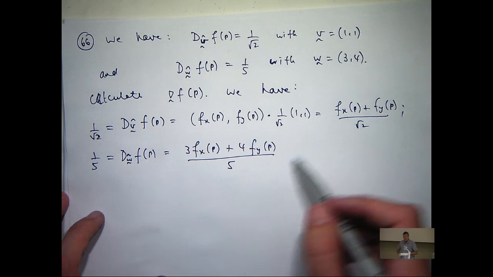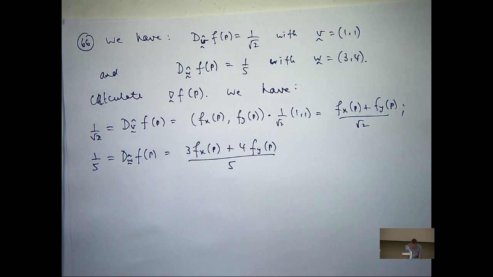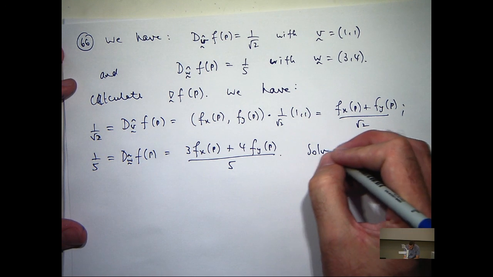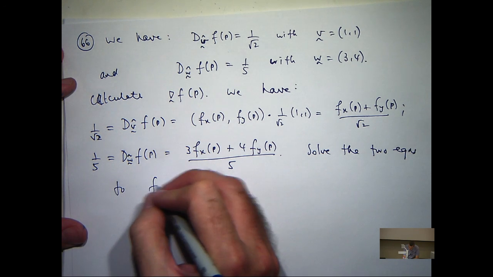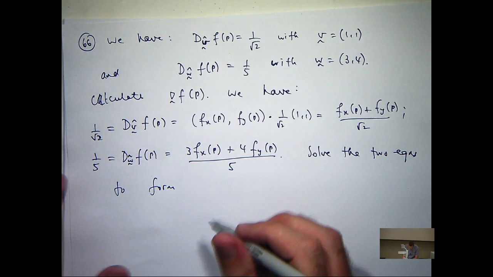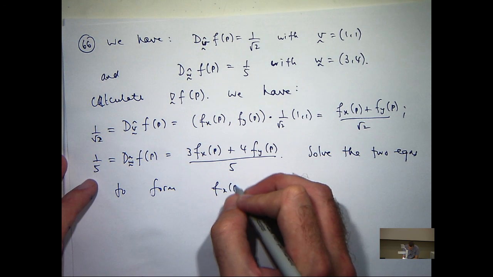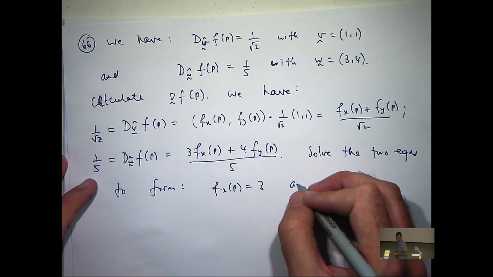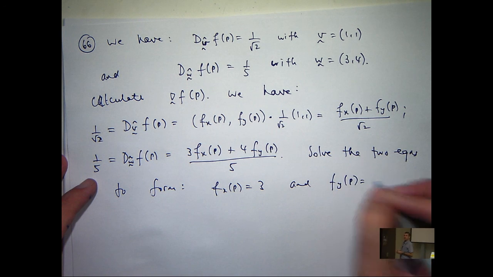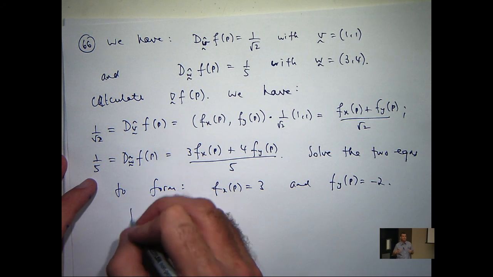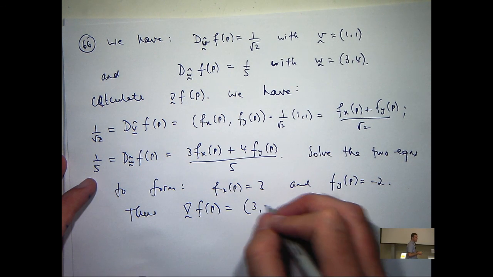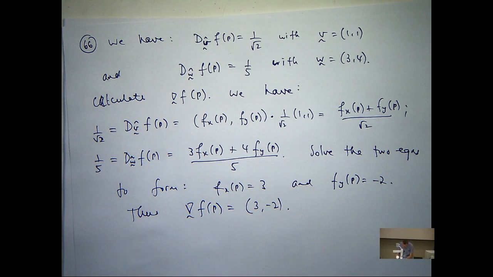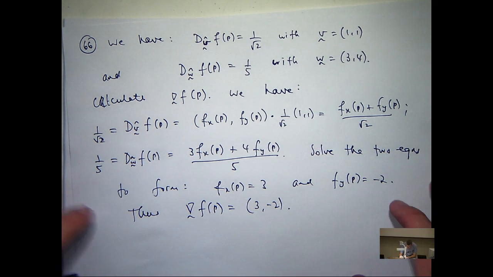So now you have 2 equations and 2 unknowns, 2 simultaneous equations. You can solve for f sub x at P and f sub y at P. You're going to get f sub x of P equals 3 and f sub y of P equals minus 2. Thus, our gradient is just this. Okay, so I've done that rather quickly, but I'm out of time.